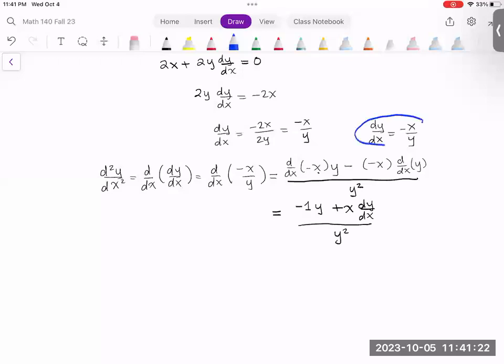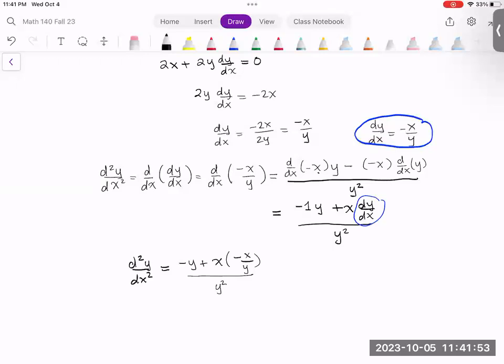I want to remind you that we actually have a formula for dy dx. So we can just plug that in. So d squared y dx squared, the second derivative of y, is going to be equal to negative y plus x times negative x over y, and this is all over y squared.